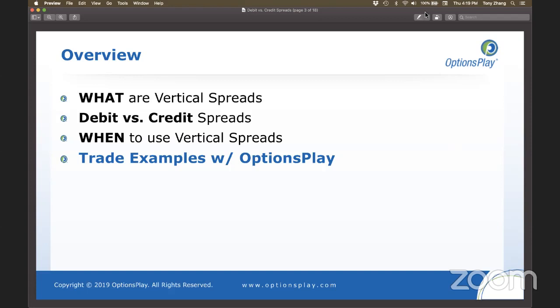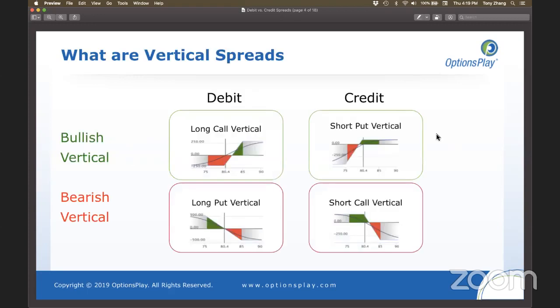So if you understand calls and puts, you should be able to understand debit and credit spreads. So let's go ahead and get started. Effectively, vertical spreads are two-leg trades, meaning you're always going to buy one strike and sell another strike. Now, you can buy calls and puts in different combinations to create bullish and bearish vertical spreads, either a debit or a credit. So there's 4 different vertical spreads that you can trade.